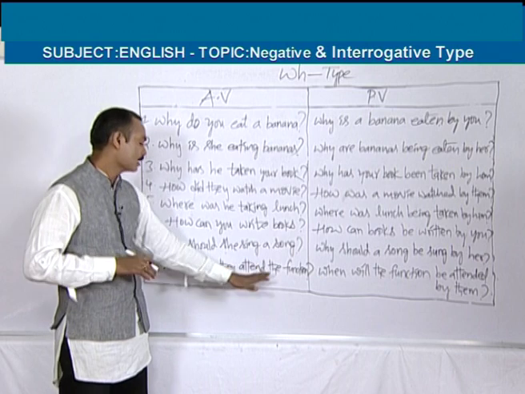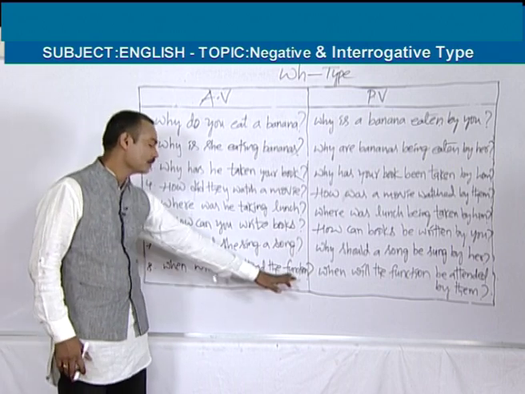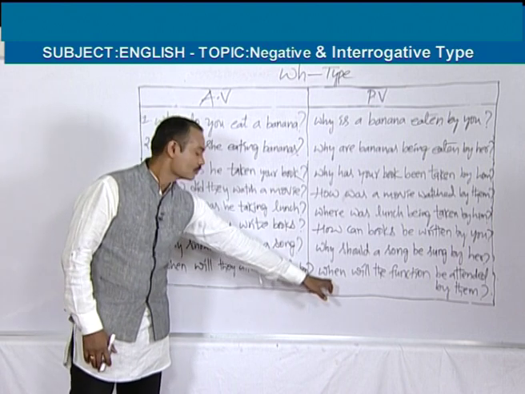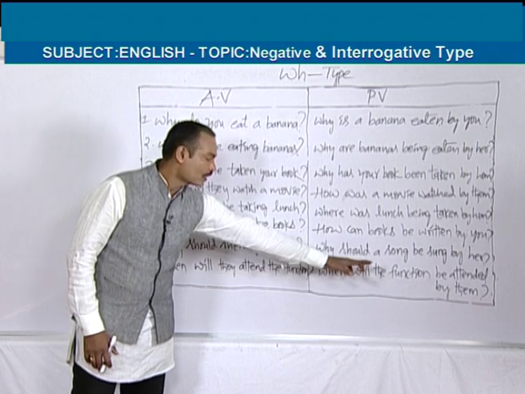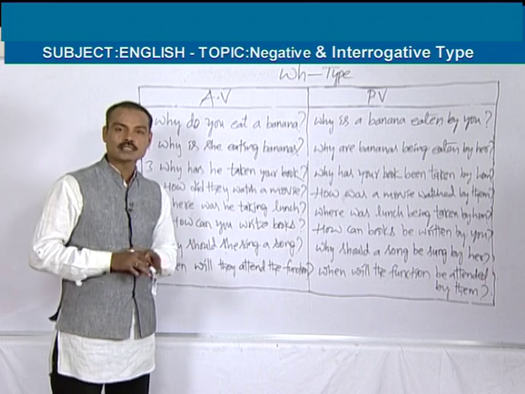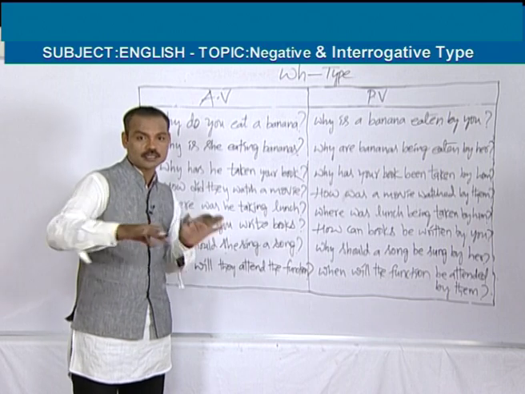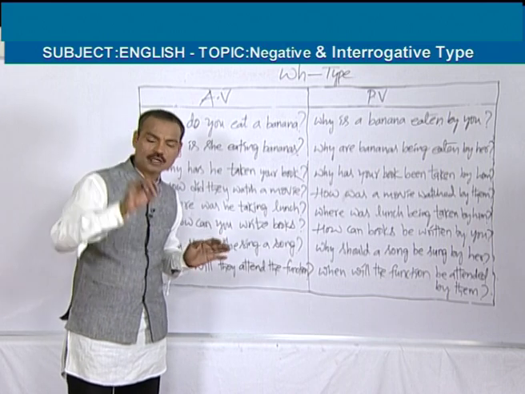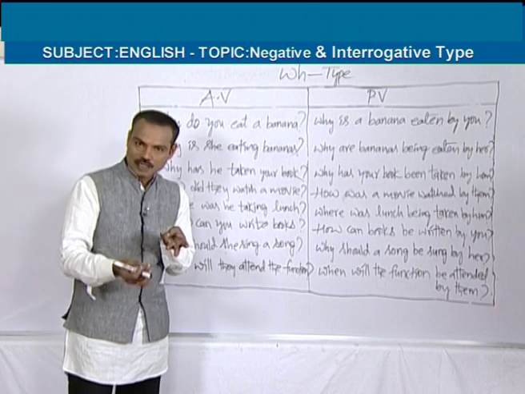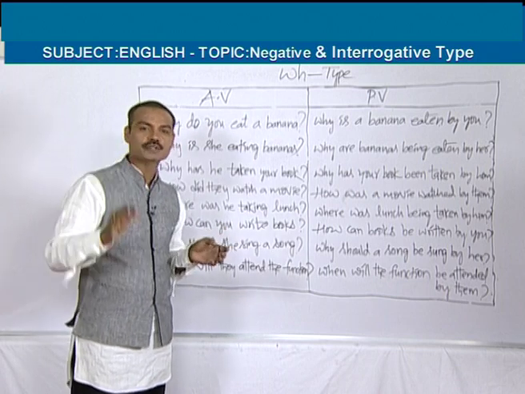When will they attend the function? This is from simple future. So, even in simple future also, if the object is singular or plural, there won't be any changes in the passive. So, when will the function be attended by them? So, friends, if you learn the basics well, in the previous classes I taught very slowly about the basics of active voice and passive voice. If you are very good at the basics of active voice and passive voice, negative type, interrogative type and WH type, these all will become very easy for you.